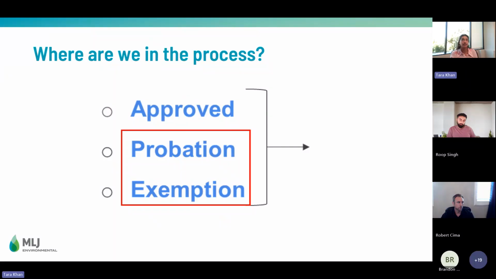So the state has now said that even basins with approved GSPs may be subject to state action if undesirable results continue. And so folks are really starting to think about what does that mean in terms of my data collection requirements? And there are actually different requirements for compliance depending on your GSP status. So data management can actually affect that status.